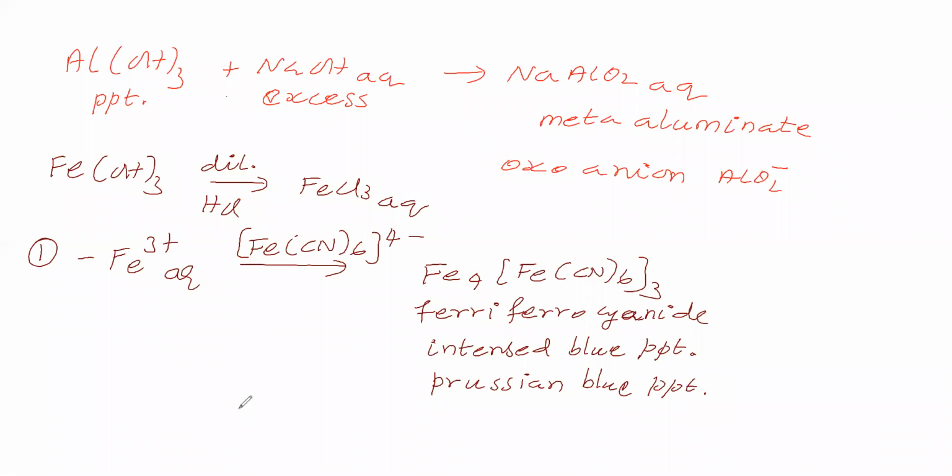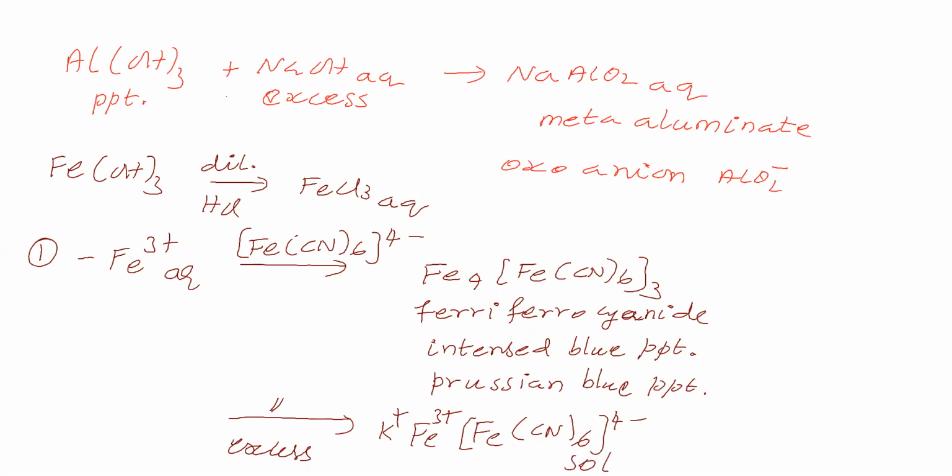If we take excess ferrocyanide, the precipitate dissolves because ferrocyanide is present one time, having a 4 minus charge, and ferric is present one time. To neutralize the charge, K plus will be there. It is a soluble complex.